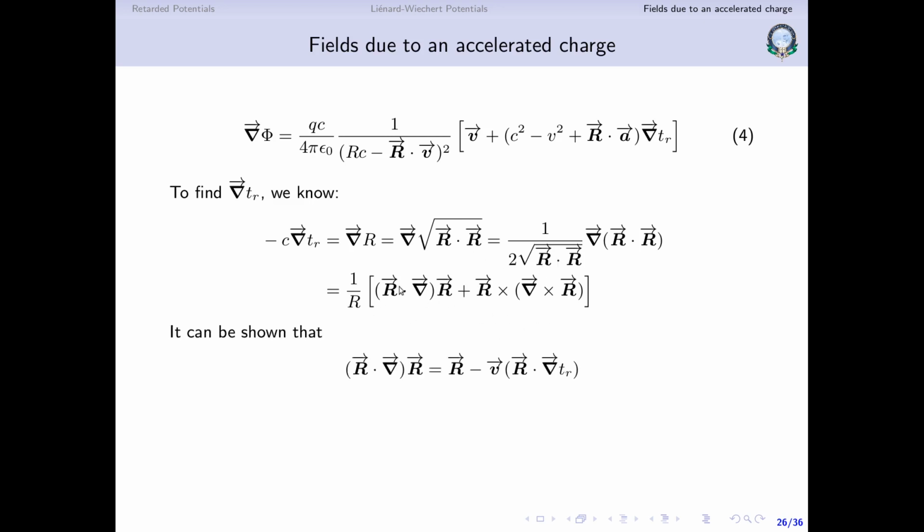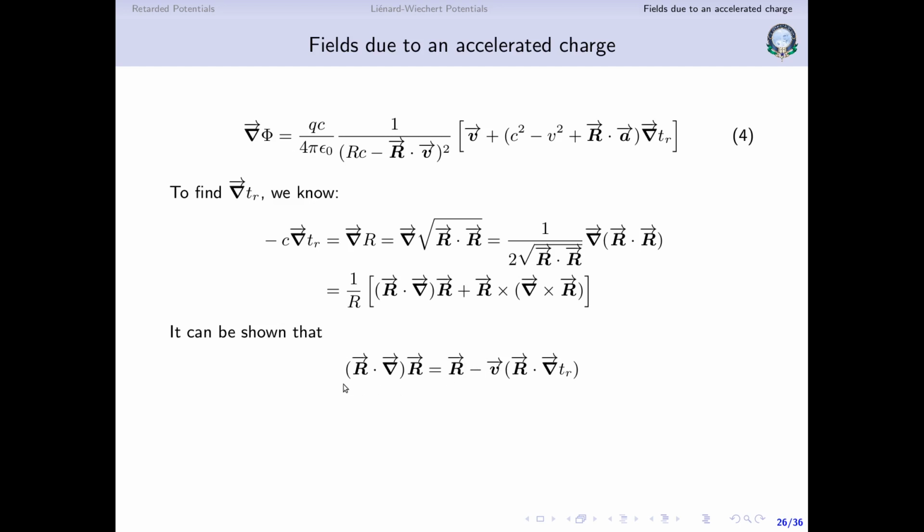Okay, so now this term, r dot del into r, is equal to r minus v into r dot gradient of tr. How did we get this term? So again we will go back to another result which we had obtained earlier.